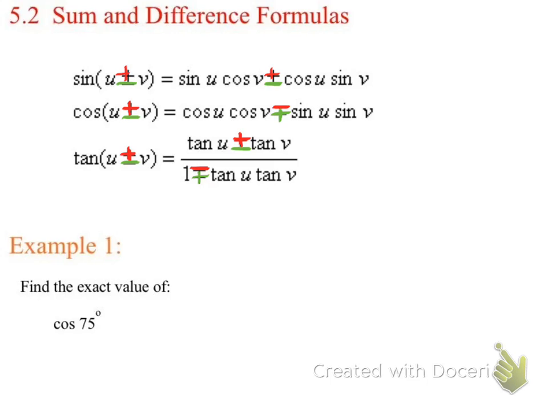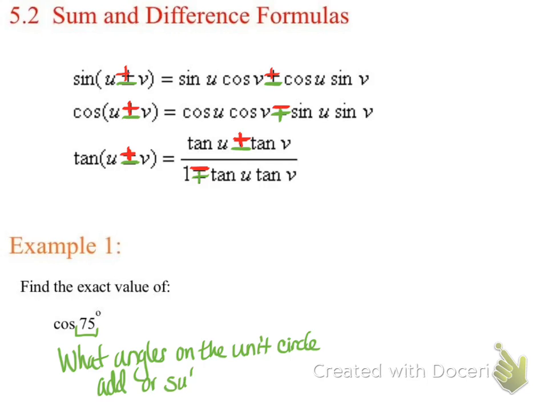Well, it helps us find exact values for angles like cosine 75. That is not on our unit circle, but I can think of angles that either add up to this or subtract to get this that are on the unit circle. So I'm trying to think of two angles that add to 75 or subtract to 75 that are on the unit circle. There's a couple of correct answers here, but the one that comes to mind real fast is that 30 plus 45 are going to add up to 75. So I can use the sum formula for cosine to find the cosine of 75 degrees exactly.